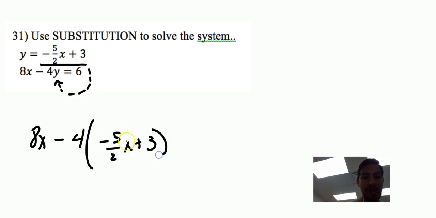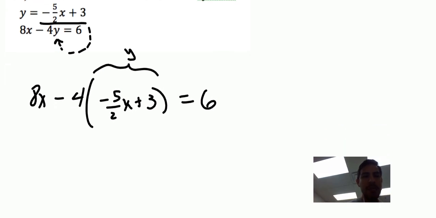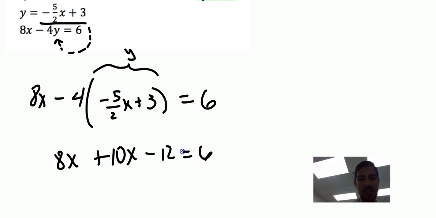Because this is y, and it's equal to 6. And again, I just want to make sure we're clear, this was y from the top equation. And then I'm going to simplify this. I get 8x. I'm going to use my calculator here. Using the calculator, I'm going to get a plus 10x. I'm going to get minus 12 equals 6.